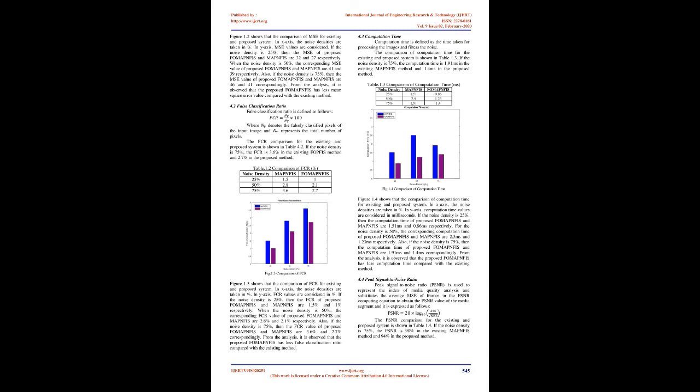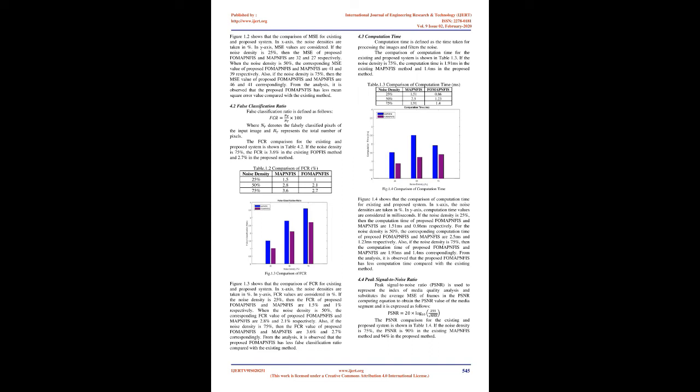Also, if the noise density is 75%, then the FCR values of proposed FOMAPNFIs and MAPNFIs are 3.6% and 2.7% correspondingly. From the analysis, it is observed that the proposed FOMAPNFIs has less false classification ratio compared with the existing method. 4.3 Computation time. Computation time is defined as the time taken for processing the images and filtering the noise.